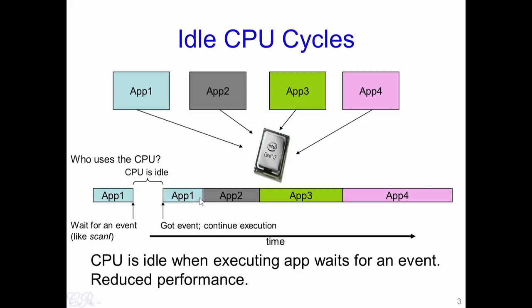Thus, we see that even though this scheme of executing one application after the other completes is very simple, it does not utilize CPU time adequately or efficiently, because every time that the application requires an event, the CPU would be idle until that event actually occurs. As we see, this causes reduced performance with respect to the utilization of the CPU.